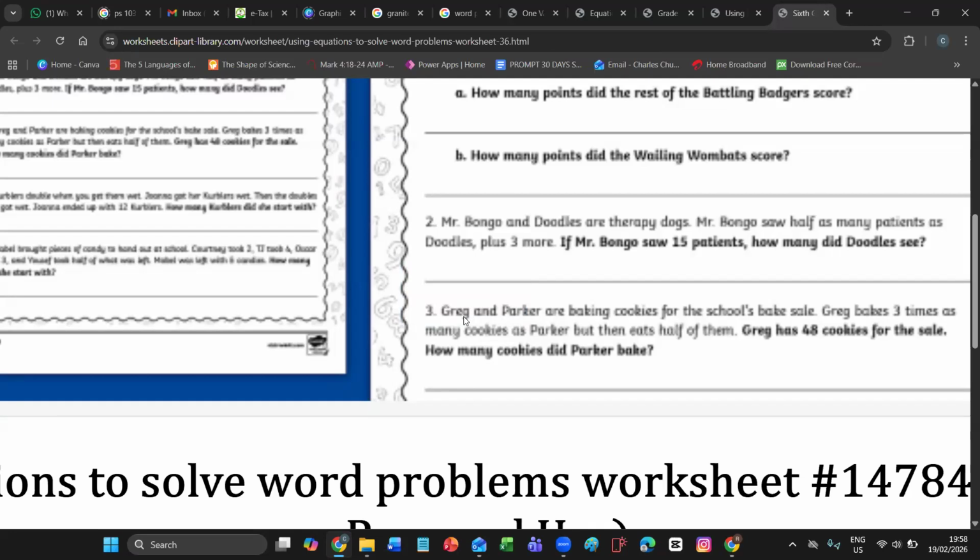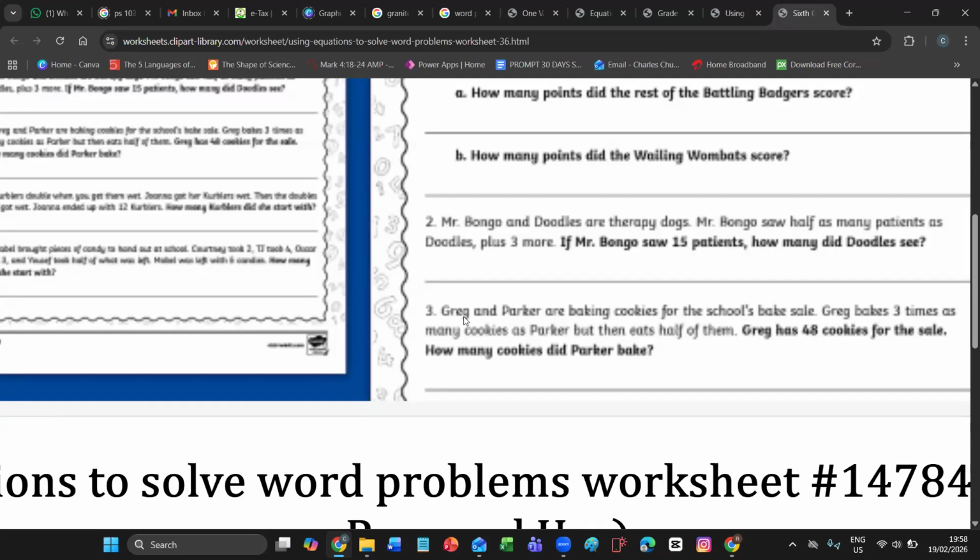Mr. Bongo and Doodles are therapy dogs. Mr. Bongo saw half as many patients as Doodles, plus 3 more. If Mr. Bongo saw 15 patients, how many did Doodles see? Okay, so this one is still testing your understanding of certain terms.